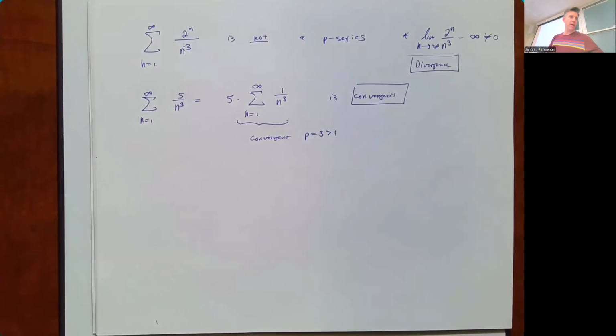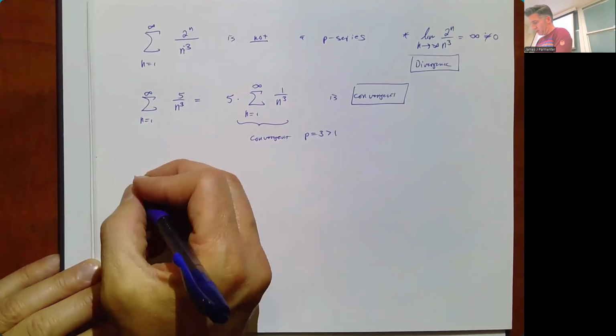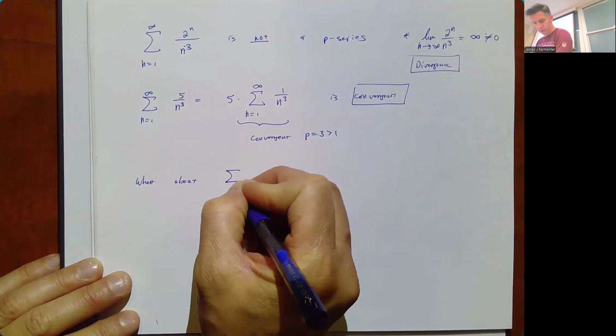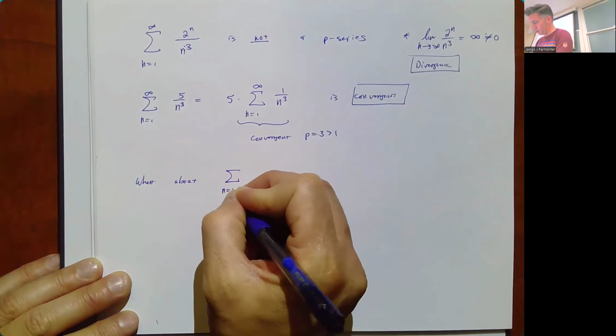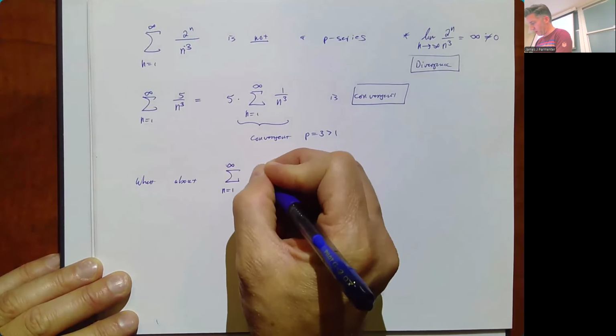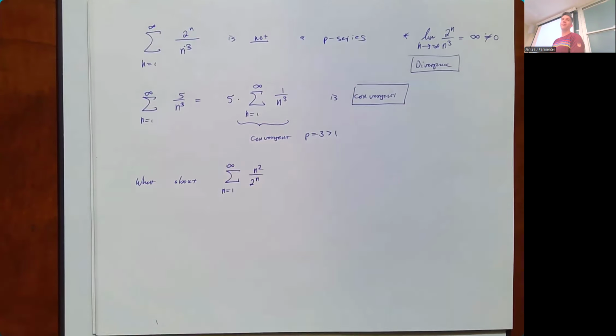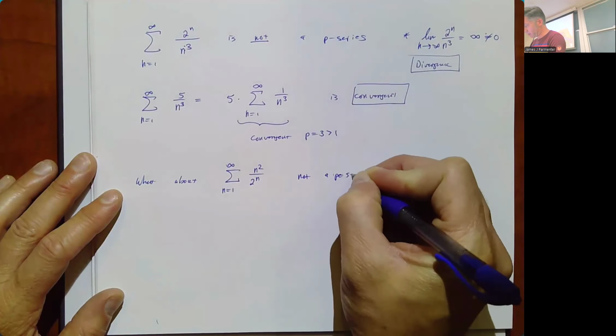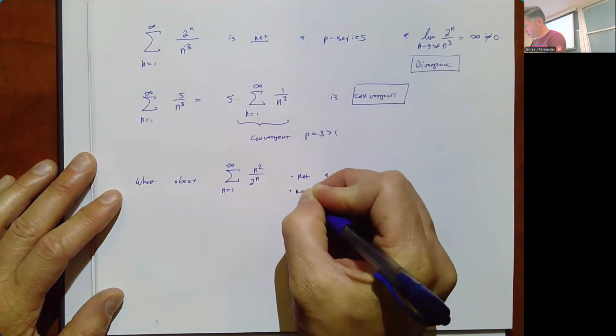What about something like the sum from n equals 1 to infinity of n squared over 2 to the n? Well, it's not a p-series. It's not a constant over n to a power. It's also not geometric. So not a p-series, not geometric.